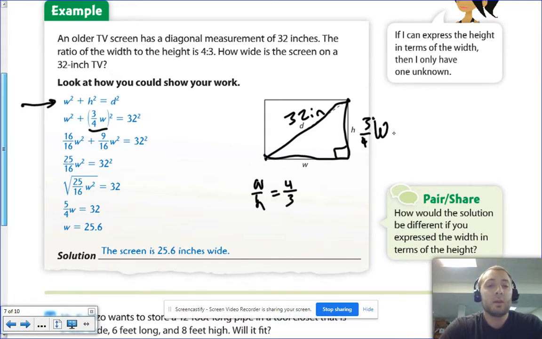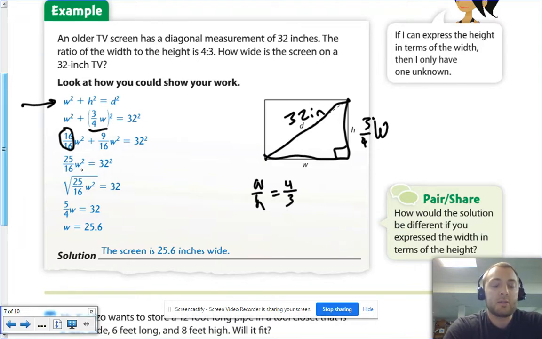Okay. So when you square that, the W gets squared, but also the 3/4 gets squared. So 3 squared is 9, and 4 squared is 16, so 9/16. They put a 16 over 16 in front of here, and that's because 16 over 16 is 1. They wanted to add them together because they both have W squared, and to add them together, you want a common denominator. So they did 25/16 W squared equals 32 squared.